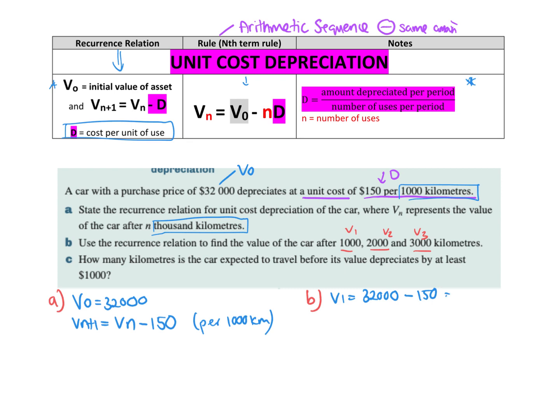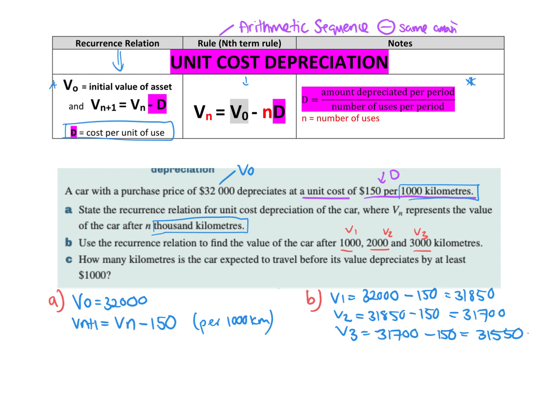Yeah, which equals 31,850. Then we're saying V2 equals 31,850 minus 150, which was 31,700. And then V3 equals 31,700 minus 150, 31,550. Okay, so we got that.